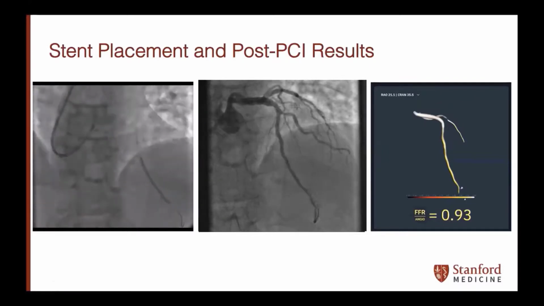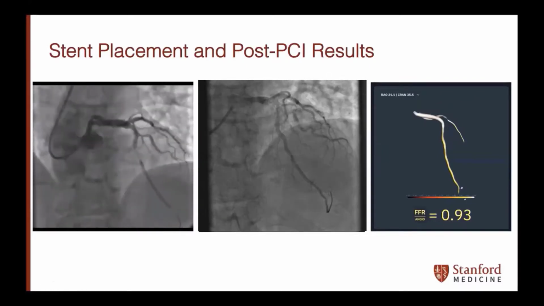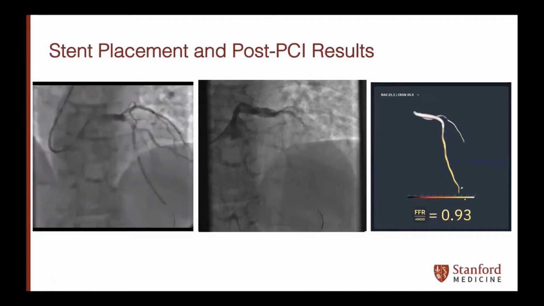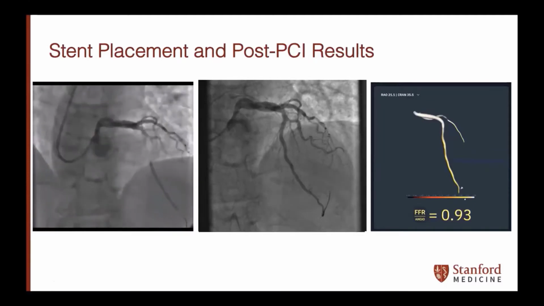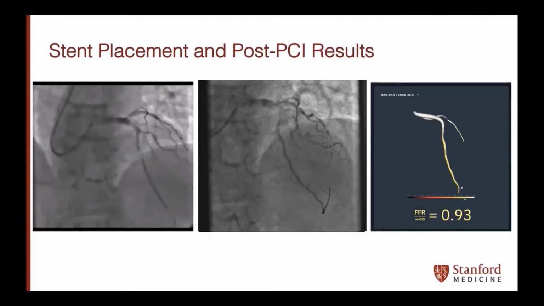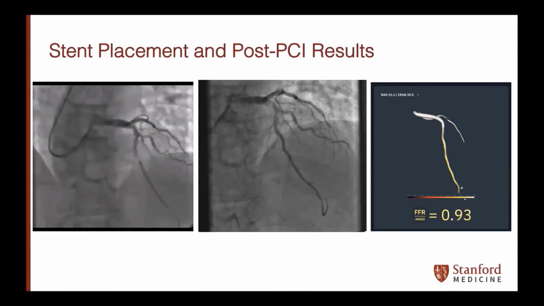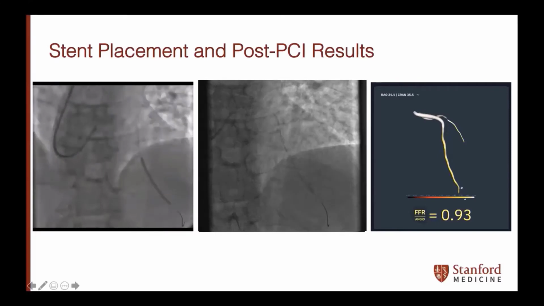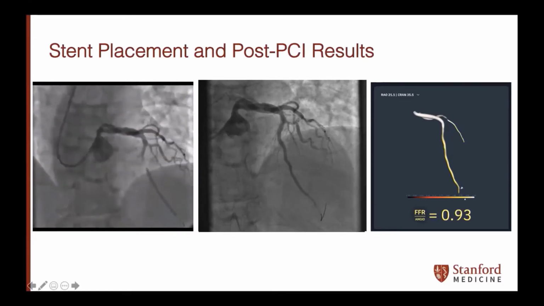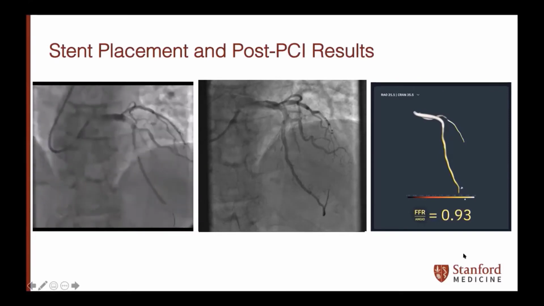So validation of the PCI result with a hemodynamic assessment, which previously you would have to rewire with the FFR wire, recalibrate, give adenosine again to assess that. Now we can do it with our routine post-PCI angiography, and very happy that we have a good angiographic result, but also a good physiological hemodynamic result.